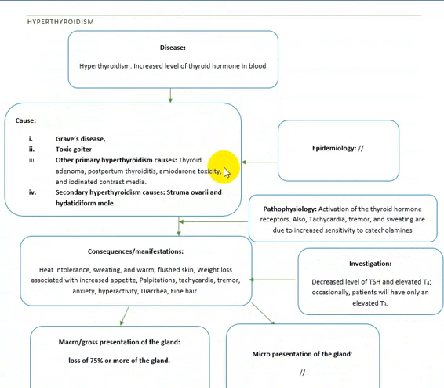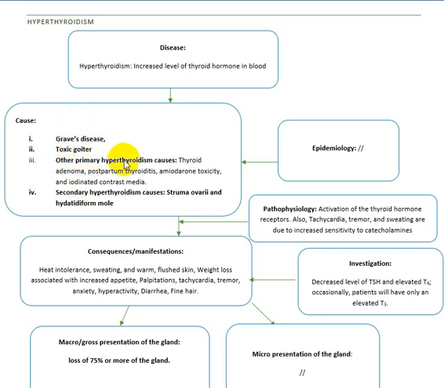So now let's start with hyperthyroidism. The central points of disease in endocrine pathology are hypersecretion and hyposecretion. In hyperthyroidism, an increased level of thyroid hormone is being secreted. The causes of hyperthyroidism: you have Graves' disease, and you have toxic goiter.